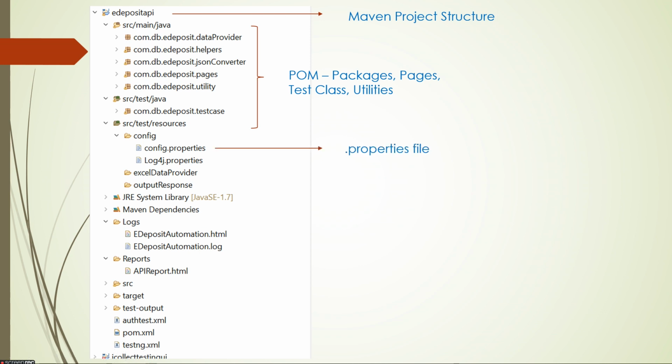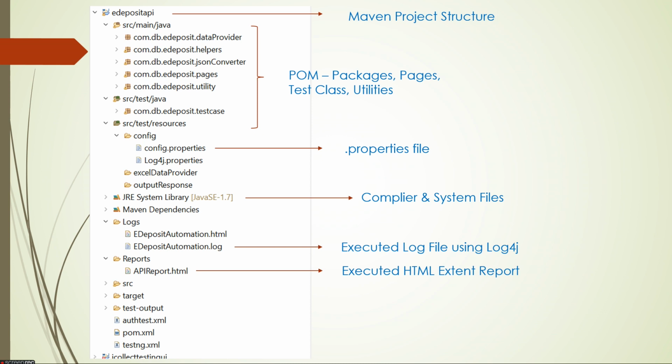And the second thing is the config.properties file, which contains all the static data. Another is the compiler and the system files. Basically, we need to include some libraries according to our project requirement and what type of languages we are using here, so we require some libraries. And another is the logs and the report.